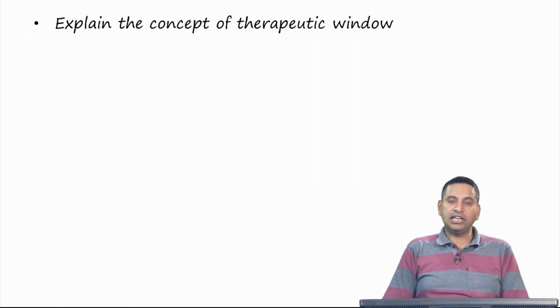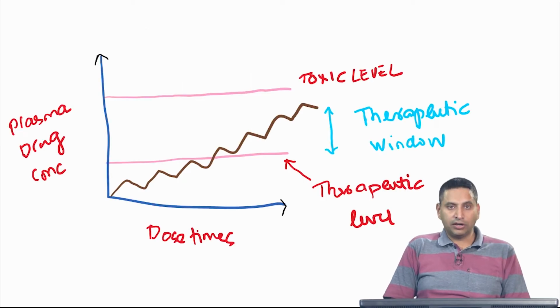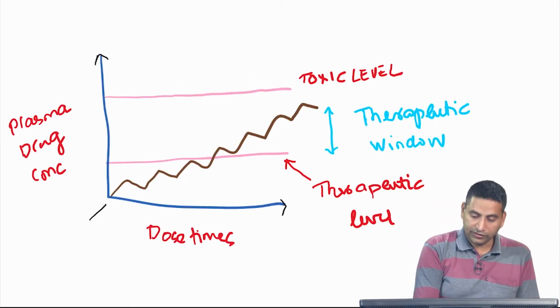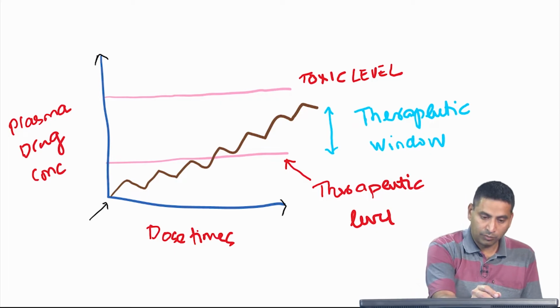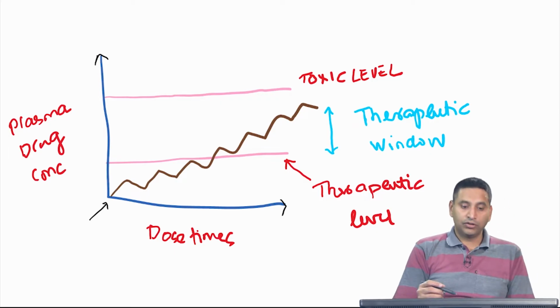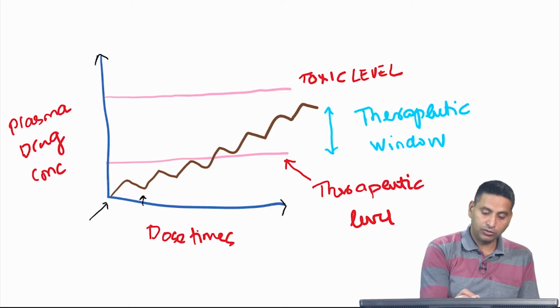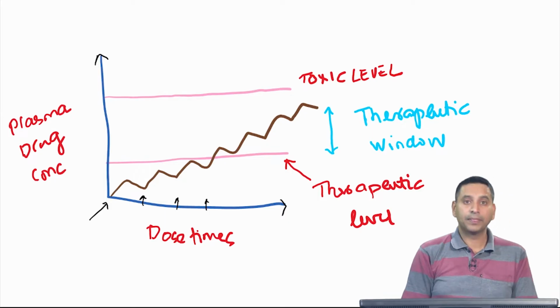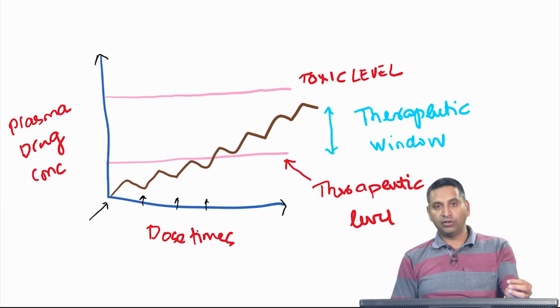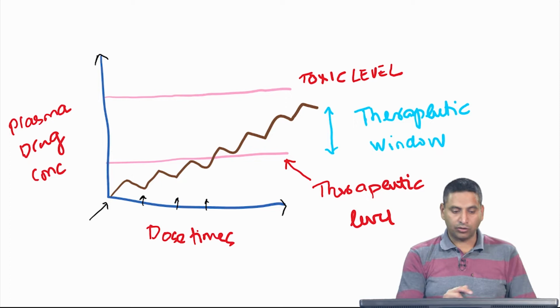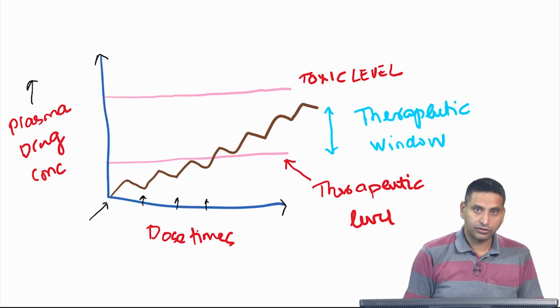The next question is, explain the concept of therapeutic window. In order to address this question, let us draw a plot. When a drug is administered, on the x axis here is the number of doses. Here basically you give a dose, and then there is another dose that is given here, another dose that is given here, and so on. And then what we do is measure the plasma drug concentration on the y axis.